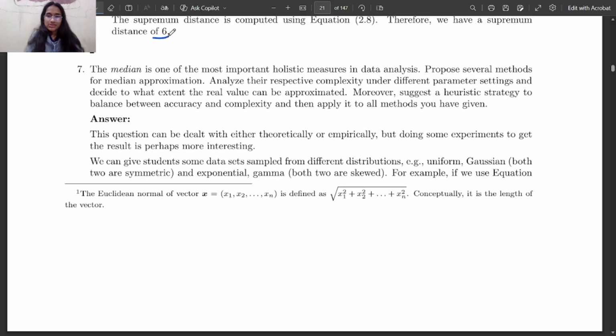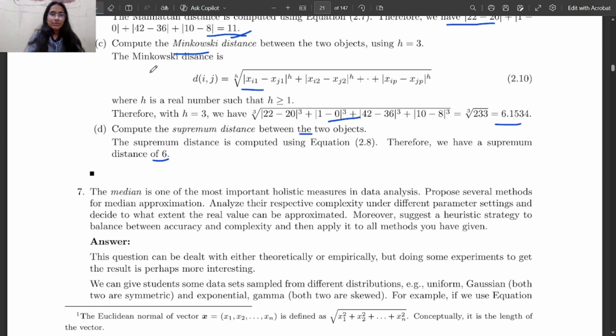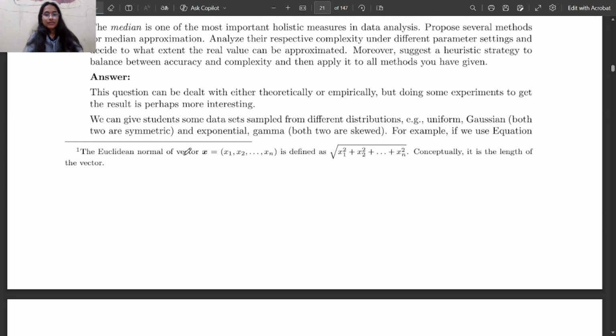So, Supremum measures maximum coordinate differences. You can read the numerical values exactly from your solved answer in the textbook, and I will provide you this answer sheet and solve from here. So moving ahead with the next question.